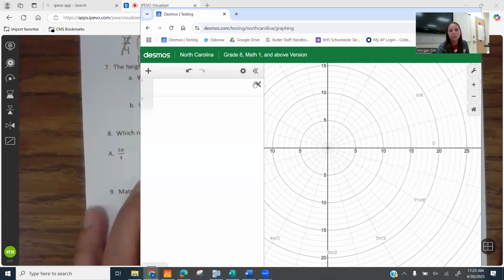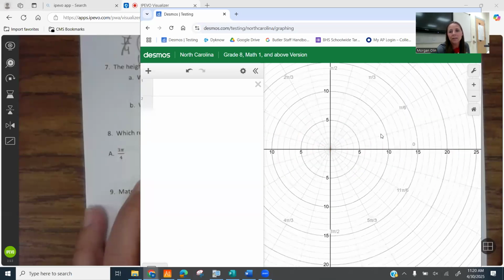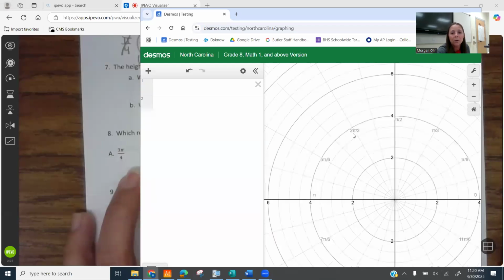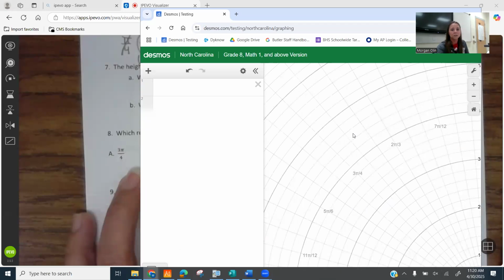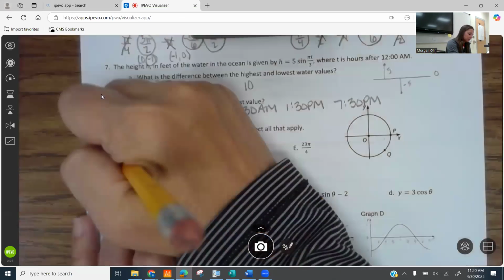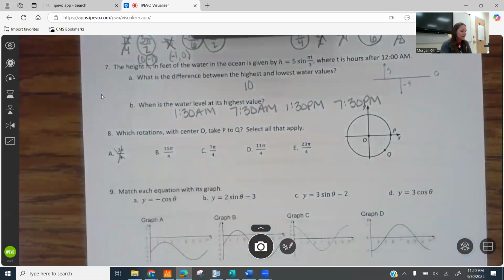I'm going to take that off right there, and I'm going to hit the house button so I can see it. Okay, 3 pi over 4. 3 pi over 4 is right here in this second quadrant. It's not in the fourth quadrant, so it's not this one. Okay, 15 pi over 4. Well, that's not going to show up.